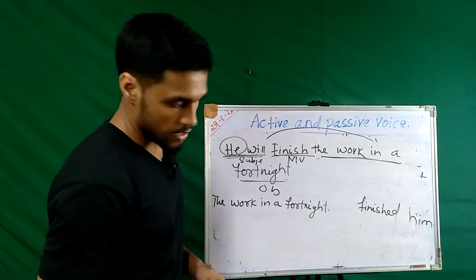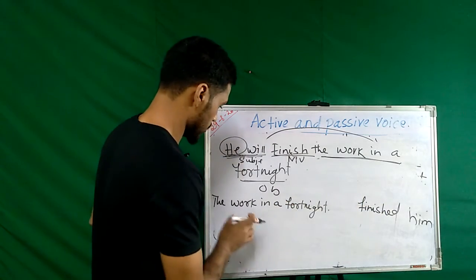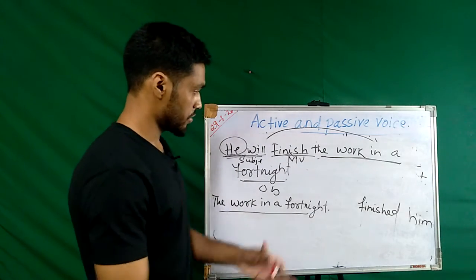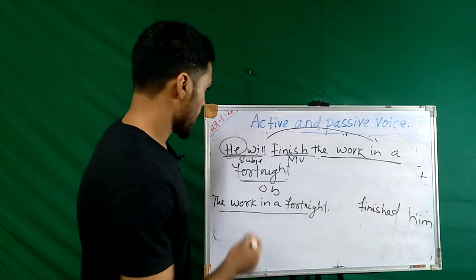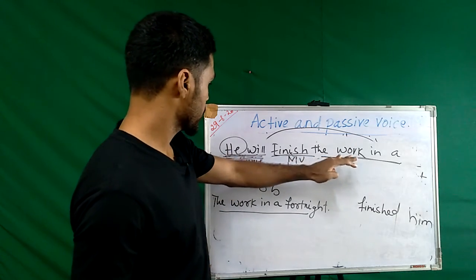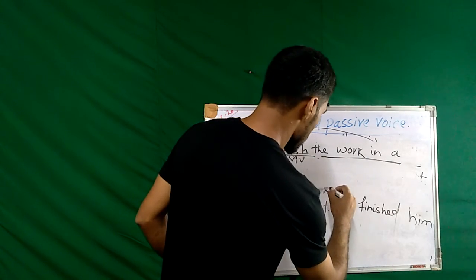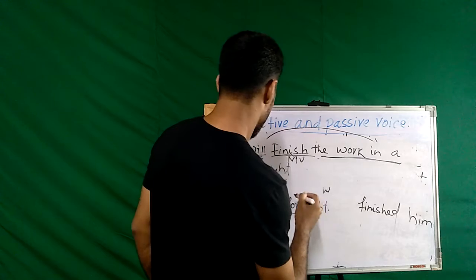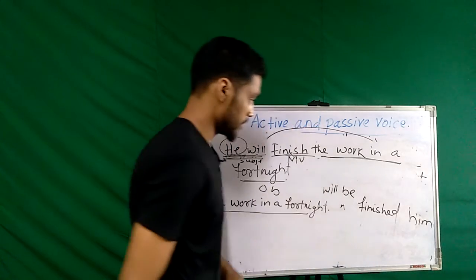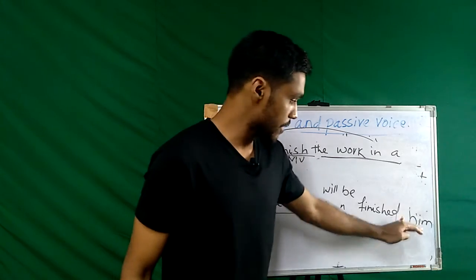That is adding appropriate helping verb before main verb, right? The work in a fortnight. So, here the subject is singular, so we have to add singular helping verb, and this is in simple future. So, we have to add simple future helping verb. So, the work in a fortnight will be finished, right. This is the fourth step. Adding appropriate helping verb is the fourth step, and what is the fifth step?